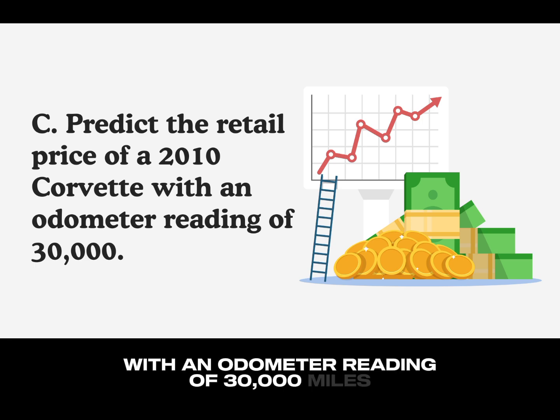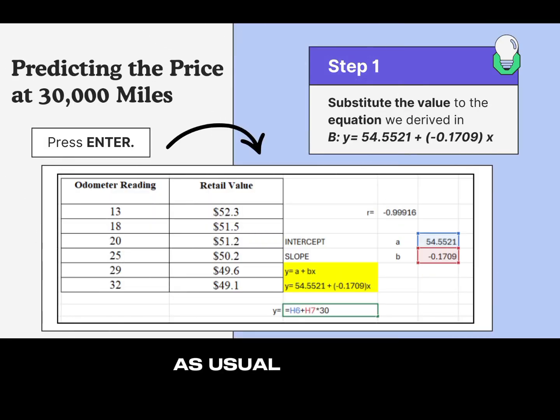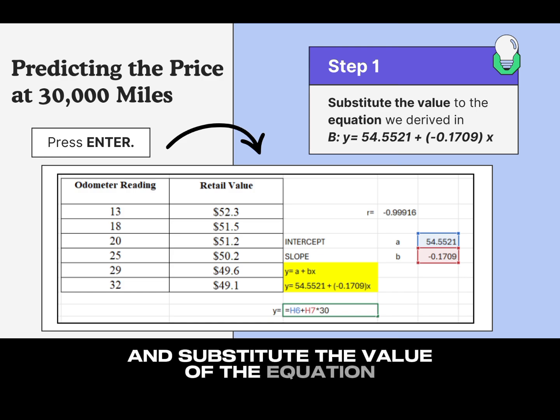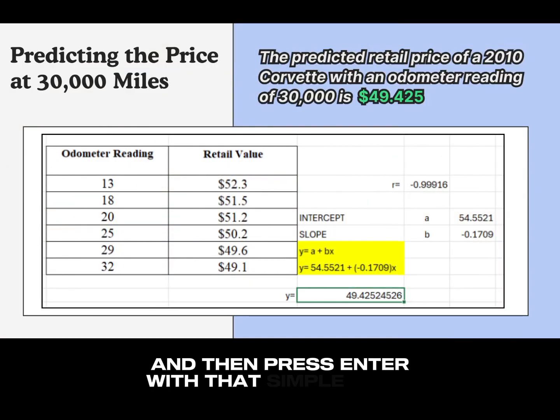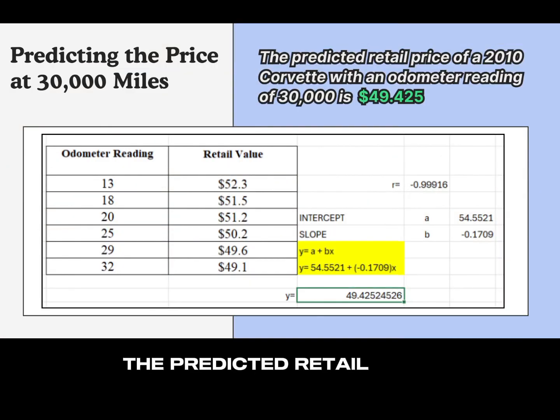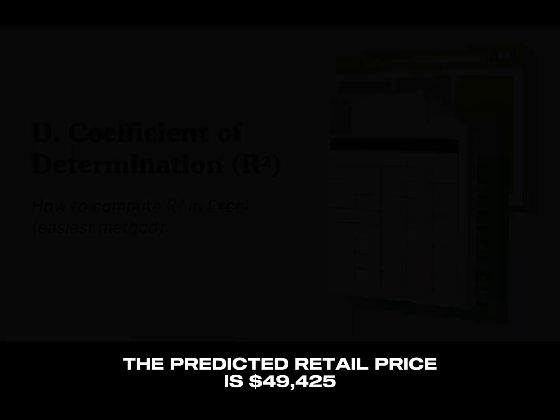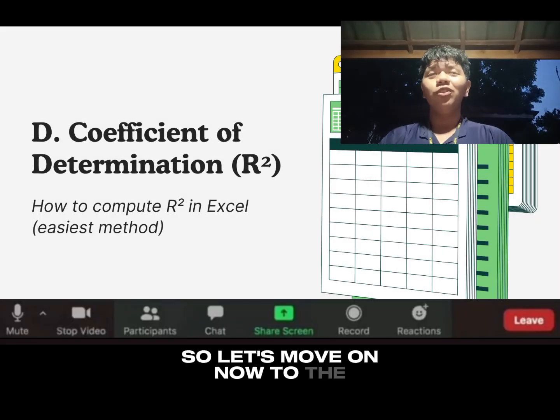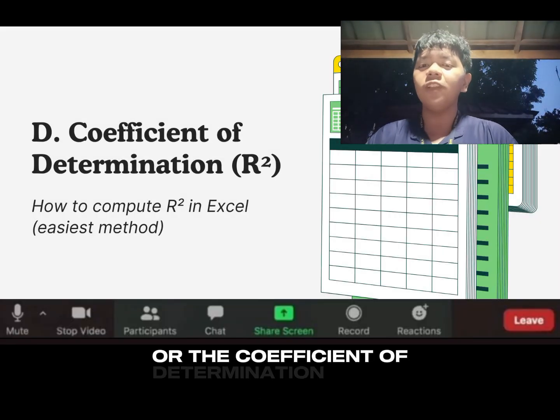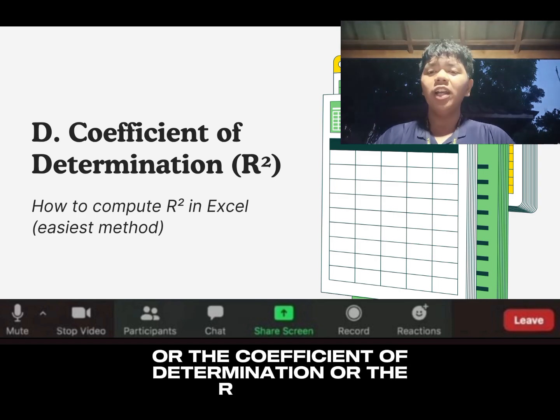Finally, let's use our regression equation to predict the retail value of a 2010 Corvette with an odometer reading of 30,000 miles. As usual, click on an empty cell and substitute the values of the equation we derived earlier and then press enter. With that simple click, the predicted retail price is $49,425.